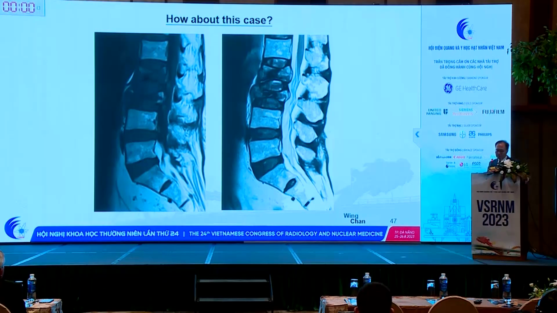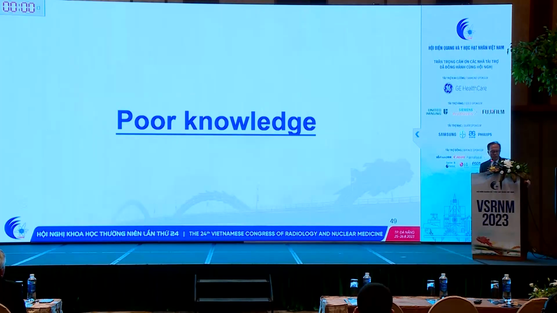And how about this? Don't say it is metastasis, even though we can see bulging of the posterior vertebral body, because we can identify the fat over there. Usually in metastasis, we cannot identify the fat within the vertebral bone marrow because the metastatic cells occupy the vertebral bone marrow. So both are traumatic fractures, not metastasis. Okay, the last one, poor knowledge.